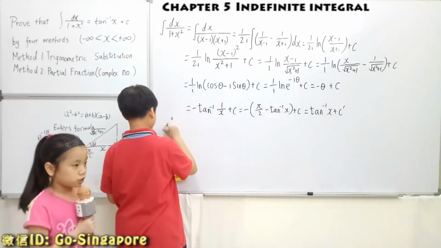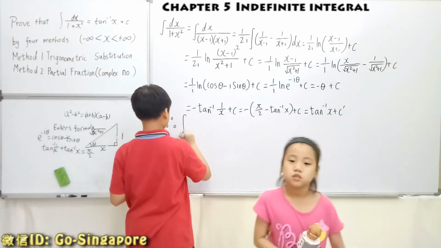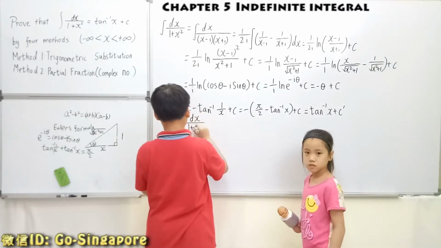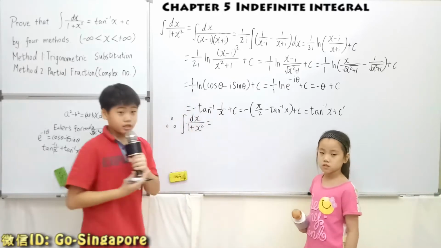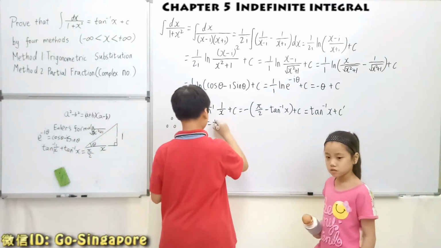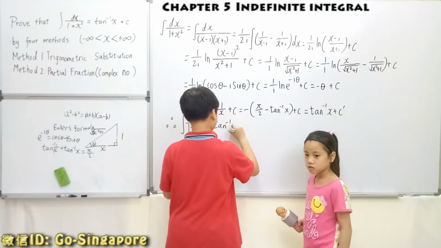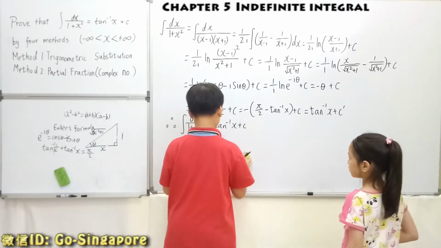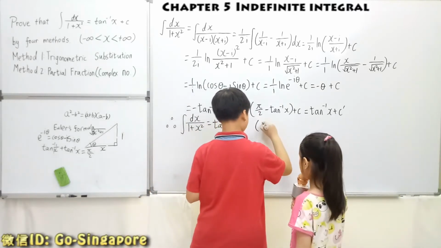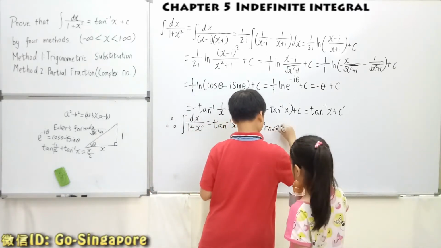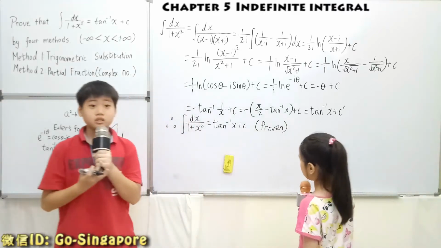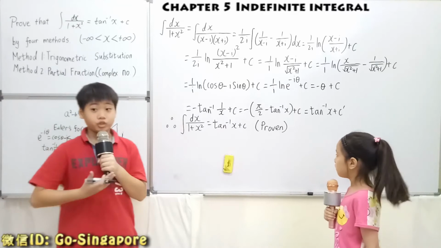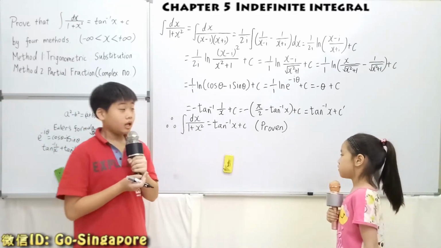So, the integral dx over 1 plus x squared is equal to this, right? Yes. So here it is proven, okay? Yes. So this is for the second method. Next is the third method.